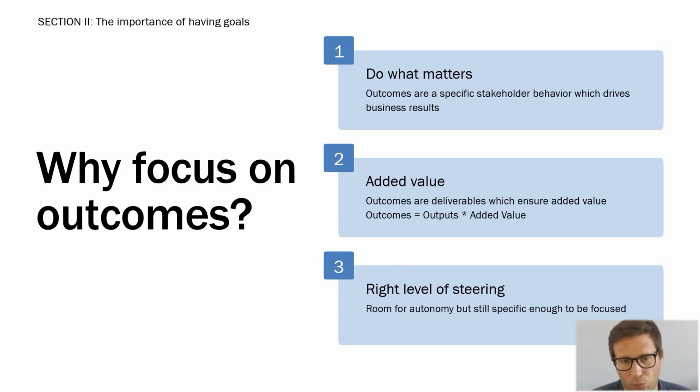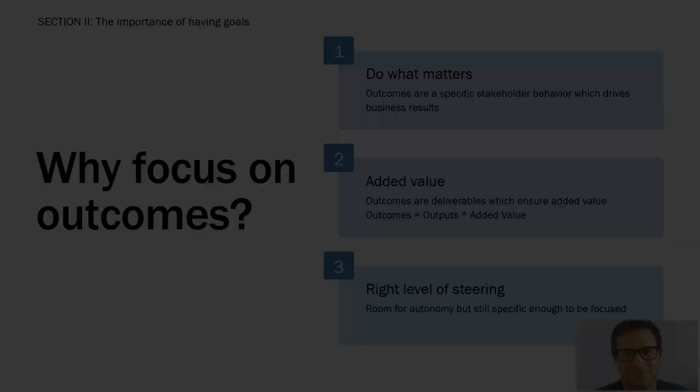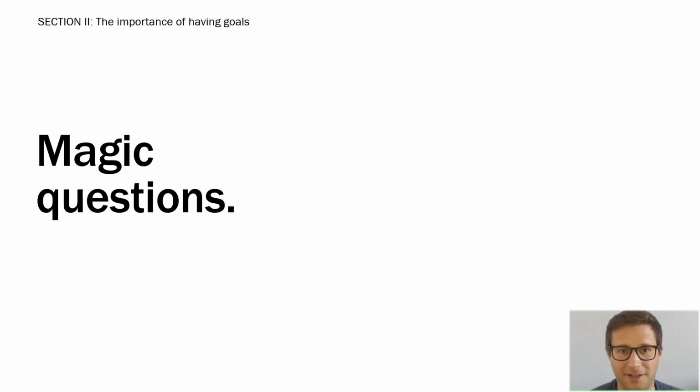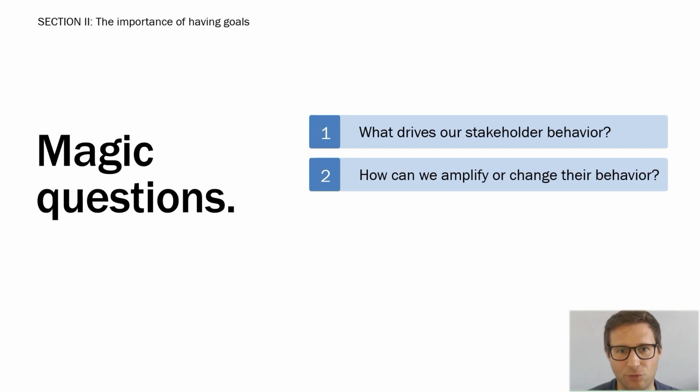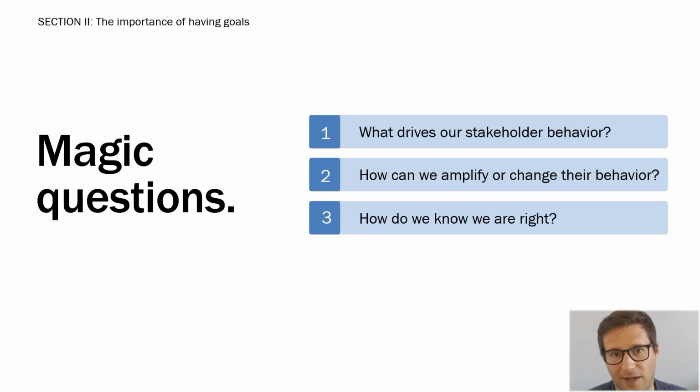So you now might wonder if there is a shortcut to create meaningful outcomes. And yes, indeed, there is a shortcut. And the shortcut, as I call it, are the magic questions. The first question is to identify good outcomes: what are the human behaviors that drive business results? How can we get people to do more of these things? And finally, how will we know we are right? With these questions and some practice, you will easily identify good outcomes.